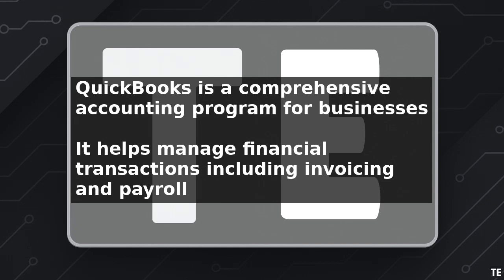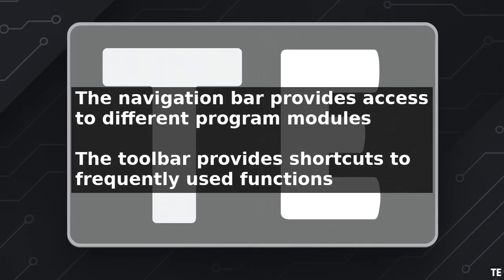Once you have set up your company file, you can start navigating the QuickBooks interface, which is divided into several key areas, including the navigation bar, the toolbar, and the main window. The navigation bar provides access to the different modules of the program, such as customers, vendors, and employees. The toolbar provides shortcuts to frequently used functions, and the main window displays the current transaction or report.